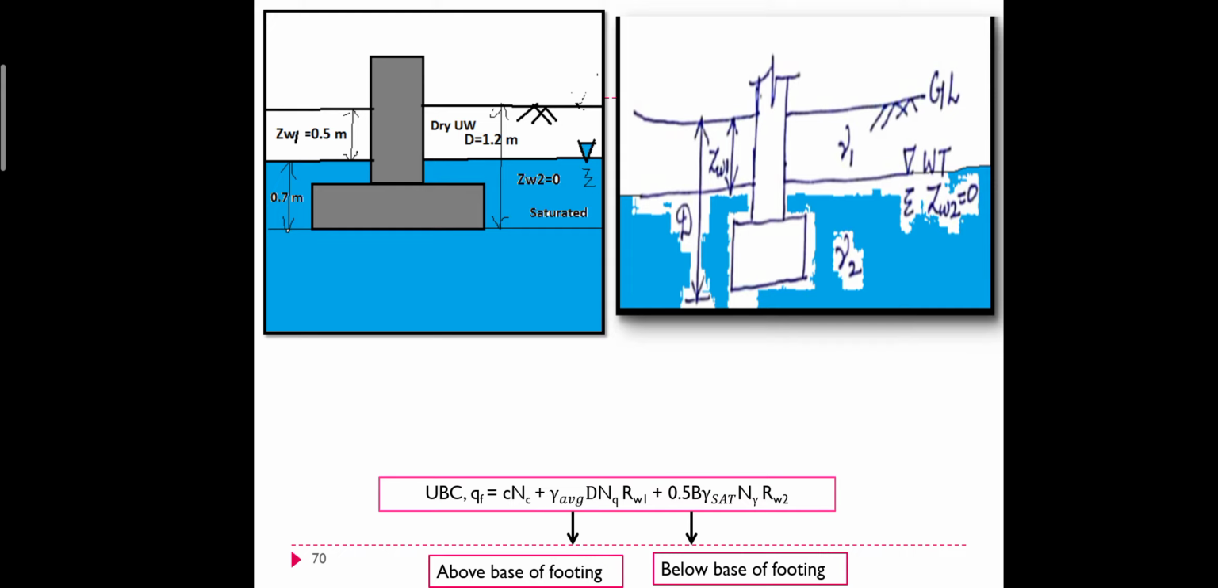ZW1. Okay, now ZW2 is 0, and above the base of the footing we see two types of soil. Some portion we have wet soil and some portion we have dry soil. Above the base of the footing we encounter two types of soil. Some portion is dry, some portion is wet.